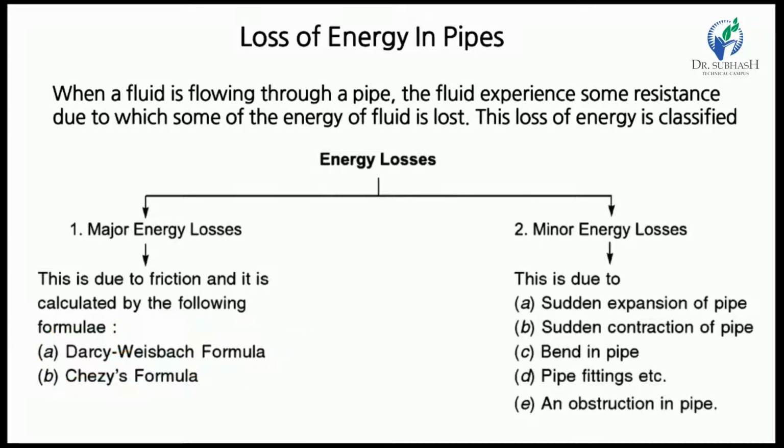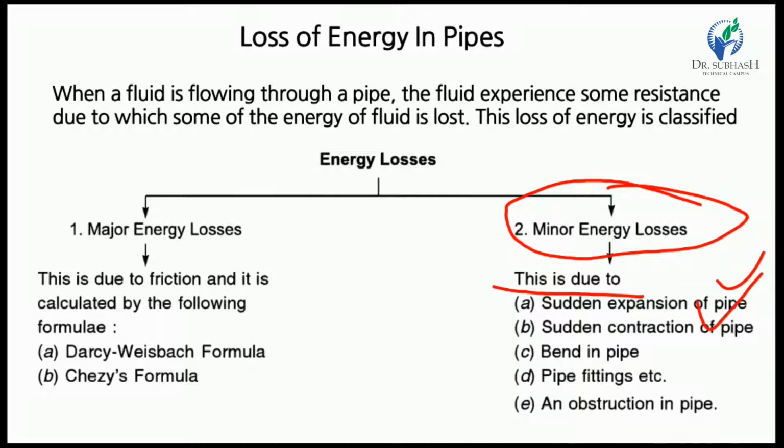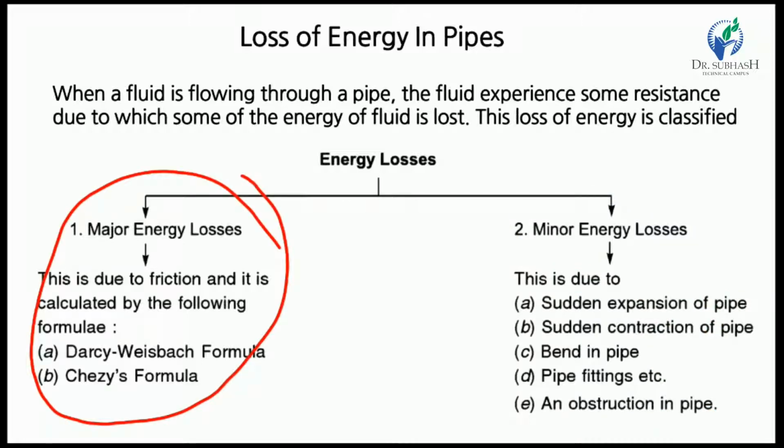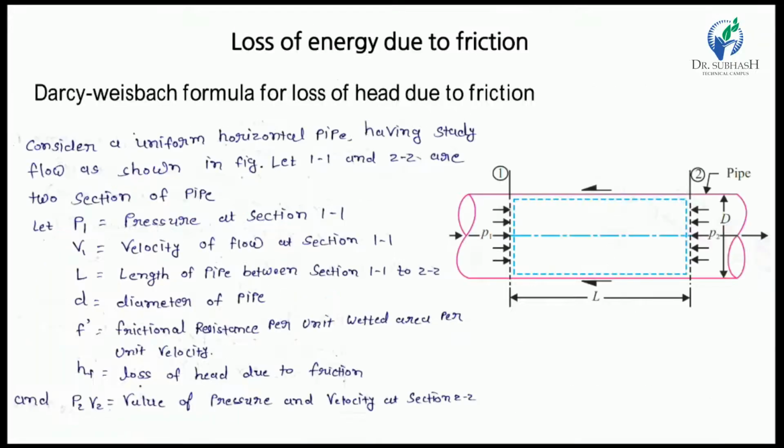Now the second category is minor energy losses. These are due to sudden expansion of pipe, sudden contraction of pipe, bend in pipe, different pipe fittings and obstruction in a pipe. We will discuss more about the major energy losses due to friction. First of all, we will see the Darcy-Weisbach formula, so first we derive the equation for Darcy-Weisbach.